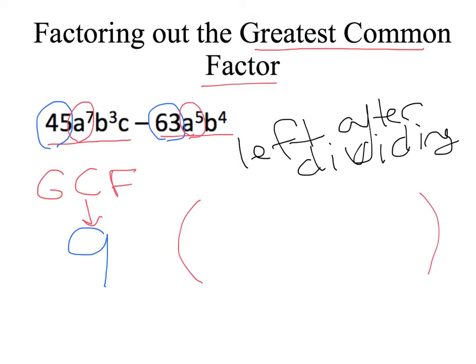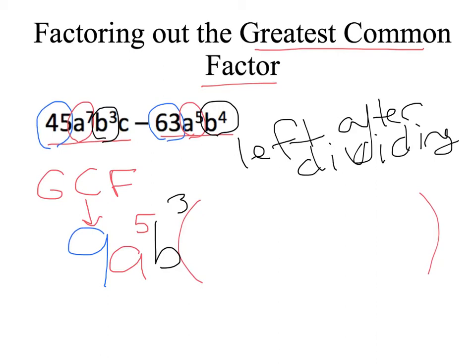After that, we're going to look at the a to the 7th and a to the 5th. Because a to the 7th means a times itself 7 times, and a to the 5th means a times itself 5 times, the most a's we can remove from both of those is actually the smallest exponent, which is going to be a to the 5th. Same thing with the b's. Here we have 3 b's, here we have 4 b's, so the most b's we can take out of both is the smallest exponent, or b to the 3rd.